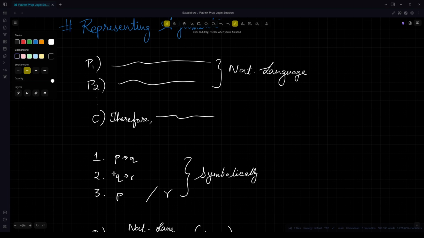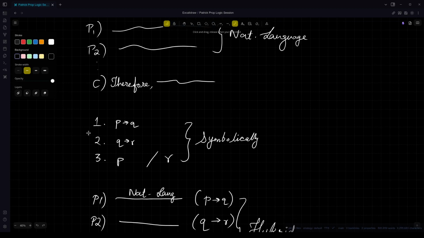Okay, that's what I was getting a bit stuck with, because I wasn't sure what the slash was doing. So these are the premises, and this is the conclusion.